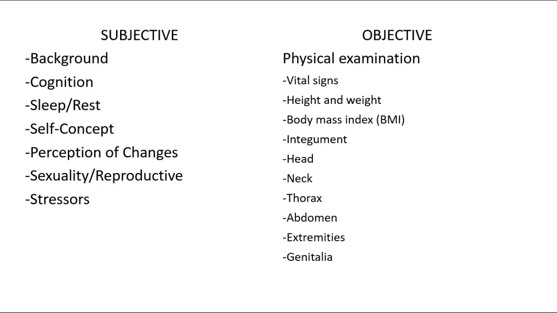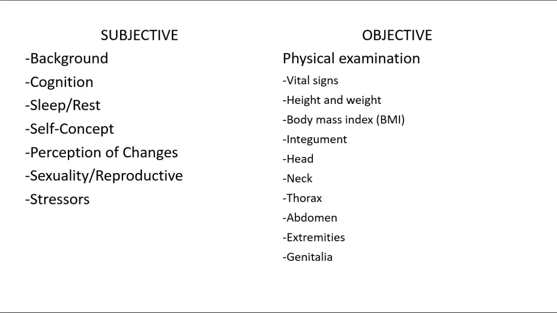And then we move over to the objective side, where these are things that we can observe, right? A person may state that they feel like they're losing weight, but until we weigh them, we don't have an objective measurement. So vital signs, height and weight, their alertness, excessive growth of small bones, soft tissues, looking at their BMI, looking at their skin for any changes in skin. Is it rough? Is it smooth? Is it thin? Is it thick?